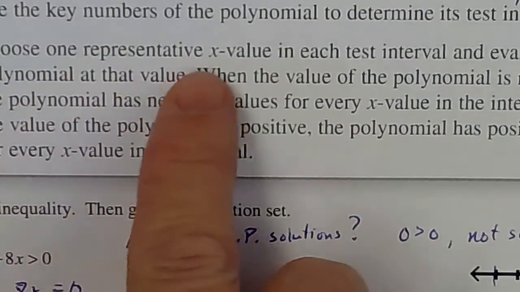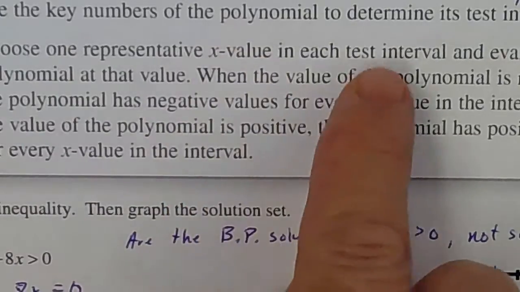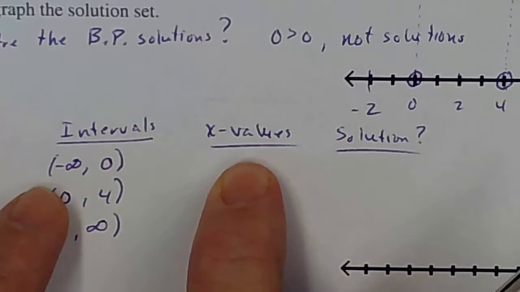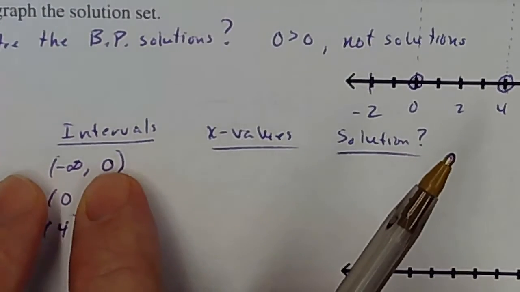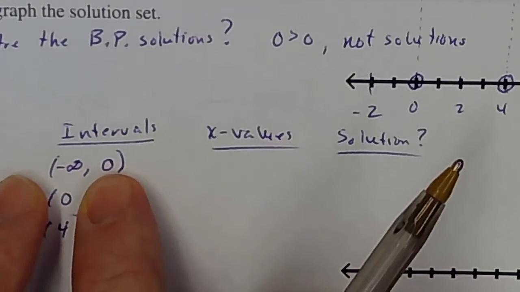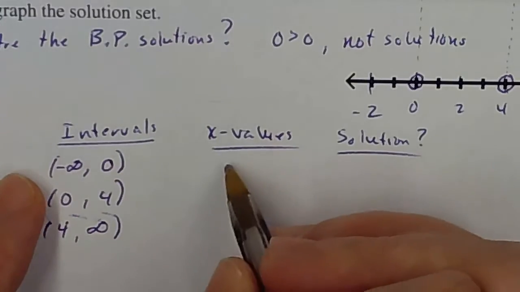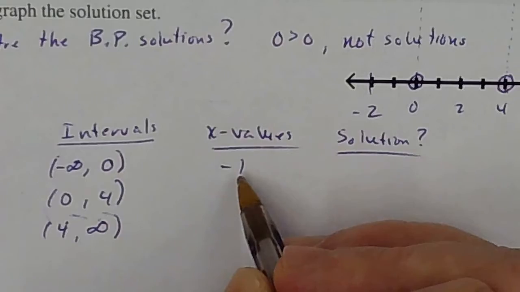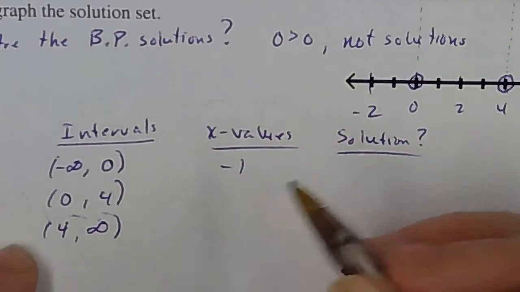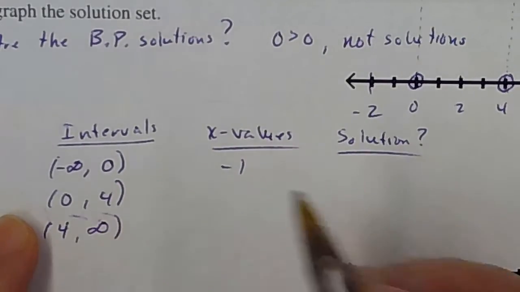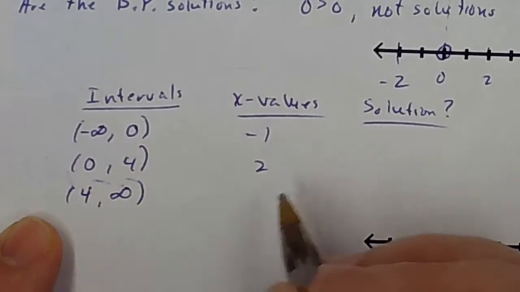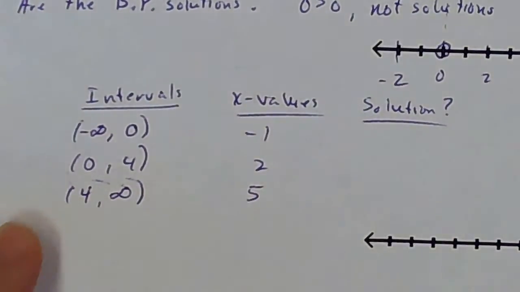Now it says choose representative x values to test each interval. You have some freedom here. You're supposed to choose any x value from negative infinity to 0. Okay, I recommend just keep them small. Keep numbers easy. I'm going to just go with -1. But if you wanted to choose -2, go ahead. We'll get the same result. Choose a number between 0 and 4. I'm going to go with 2. Choose a number from 4 to infinity. I'm going to go with 5.